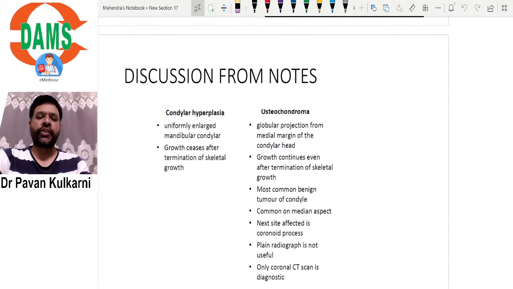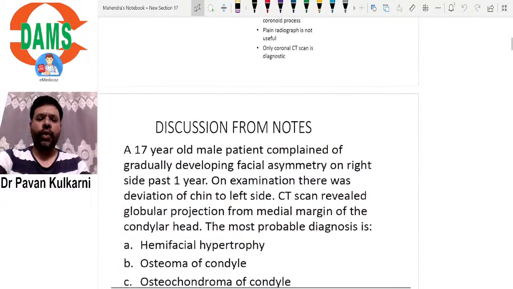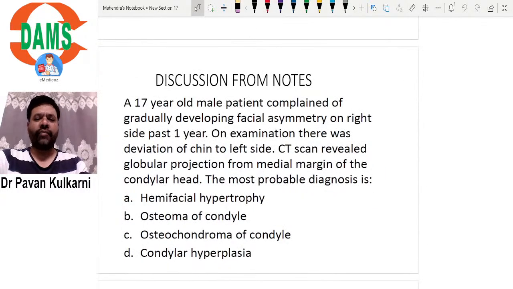Osteochondroma will show a globular projection from the medial margin of the condylar head, whereas condylar hyperplasia will show a uniformly enlarged condyle. Based on that, we can easily tell, and only a coronal CT scan is used. We also discussed a similar MCQ: a 17-year-old male with gradually developing facial asymmetry, deviation of the chin to the left side, and a CT scan revealing a globular projection from the medial margin of the condylar head.